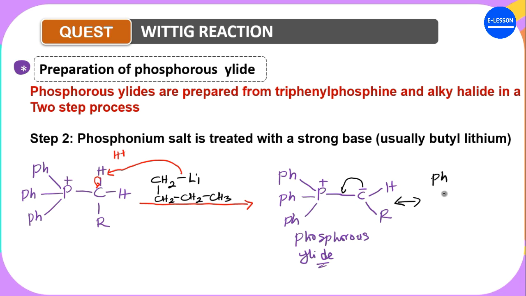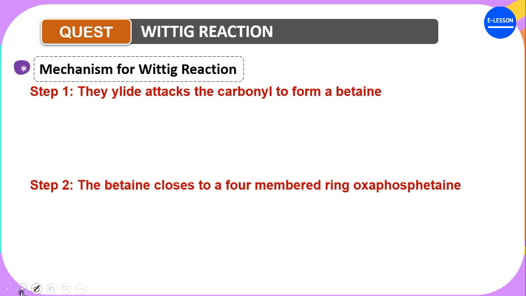You are going to have phenyl, and then you have phosphorus, and then you have phenyl, and then you have phosphorus, this phenyl, then you have a double bond here, then carbon, then hydrogen and R. But this form here is more stable, and that's what is used for the Wittig reaction. So this is the phosphorus ylide that would further react with either an aldehyde or a ketone to form the product of the Wittig reaction, which is an alkene with a triphenylphosphine oxide. Okay, so now let's see how the mechanism for the Wittig reaction is.